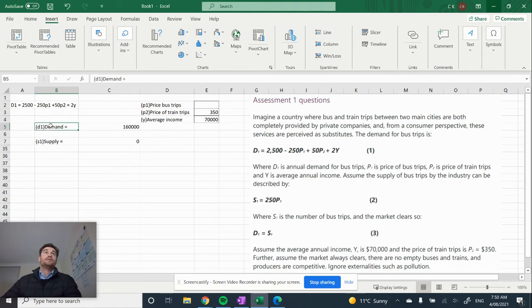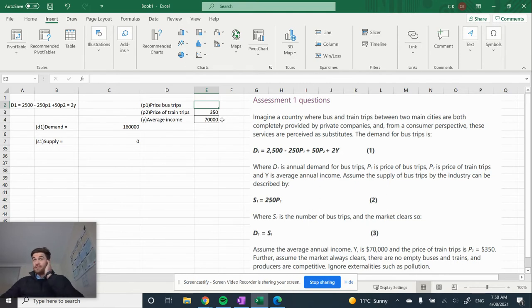So what I did in this column here, this looks a little bit busy, but this is just all of those things put together. So 250,000 times whatever number I put in here, which is 0 at the moment. 250 times whatever number I put in there. 50 times P2, which is whatever number I put in here. And 70 times 2, which is whatever number I put in here. And if you use Excel, you can copy in that formula and it'll give you the same thing.